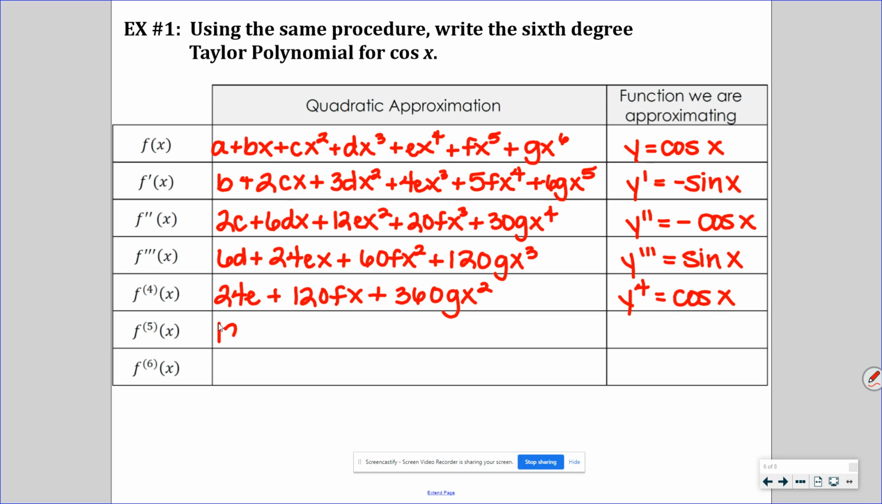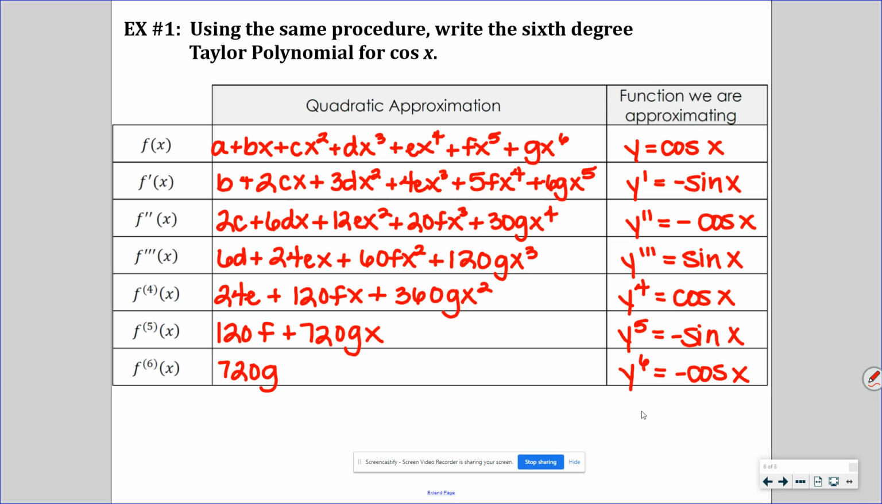All right, two more. So we got 120f plus 720gx. I'm just going to keep going. And then the sixth derivative would be 720g. Over here, fifth derivative is negative sine. Sixth derivative would be negative cosine. Okay, so we have organized all of our information.